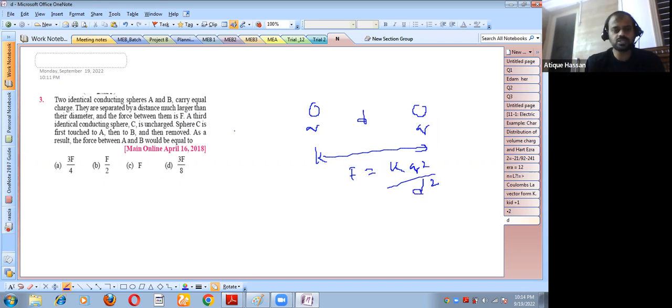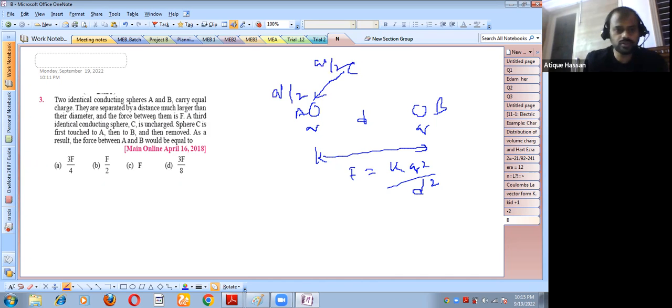A third identical uncharged sphere C is first touched to A. So now what will happen if it is in contact with A, right? So equal charge will be distributed. So here it will be q by 2 and here it will be q by 2. Getting my point? Then to B.